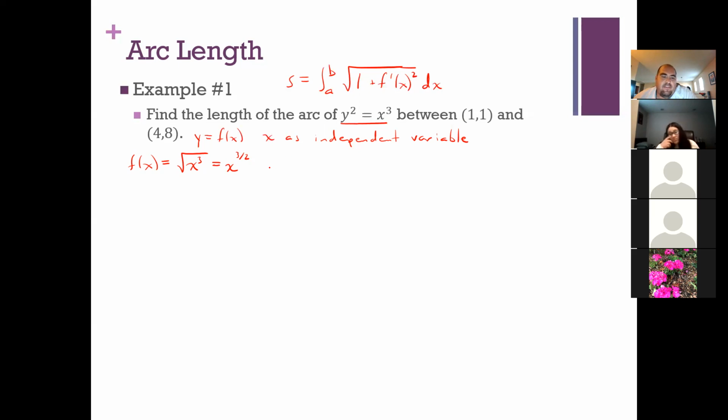So in order to find the arc length, what should we do next with this function of x? Do we find the derivative? Yep, let's find the derivative. So f of x is equal to x to the 3/2. If I take its derivative, I should get 3/2 x to the 1/2, or 3/2 radical x.